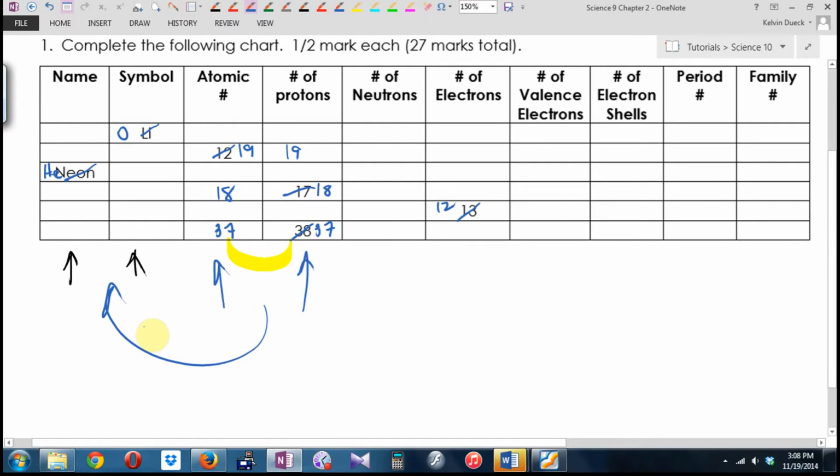So atomic number 19, element number 19, potassium. And atomic number 18, argon. And atomic number 37, rubidium, which is Rb. If you know the number of electrons and it's not an ion, then these are the same.